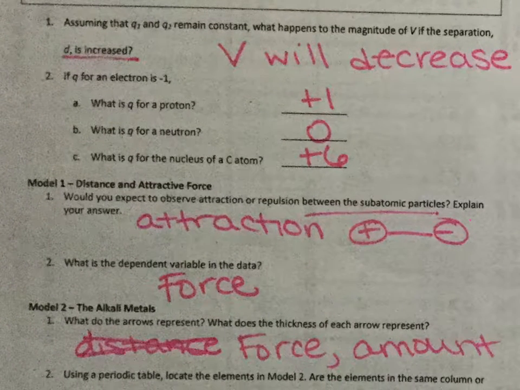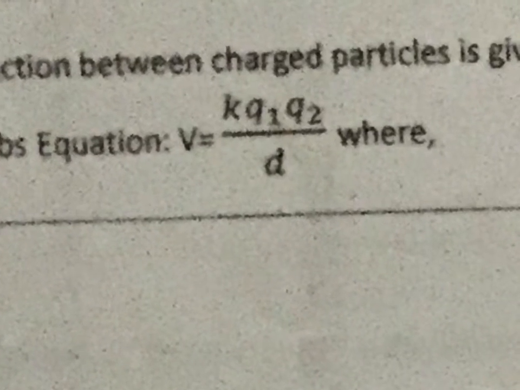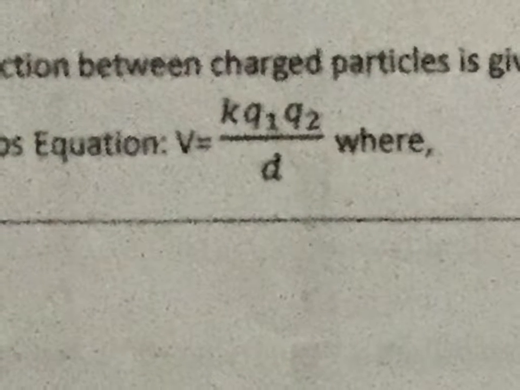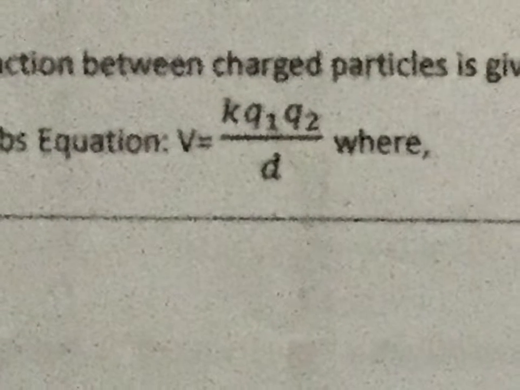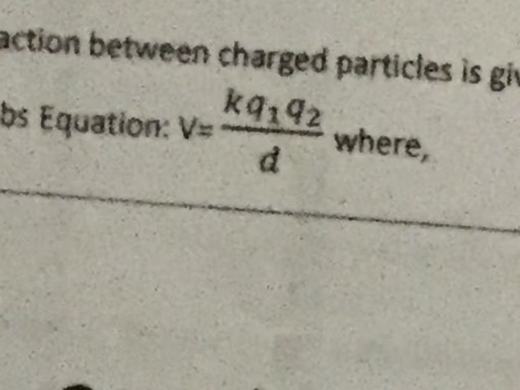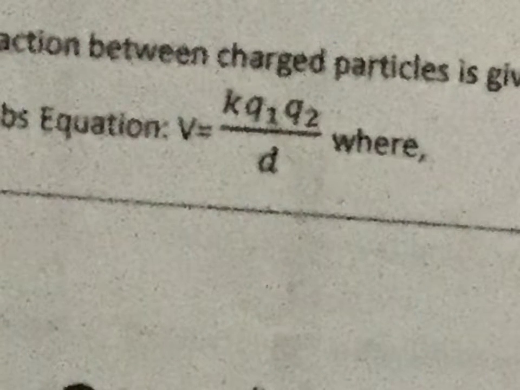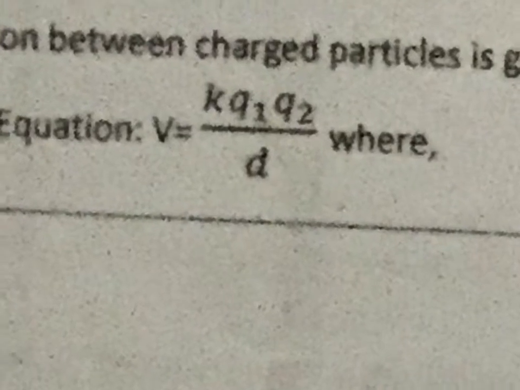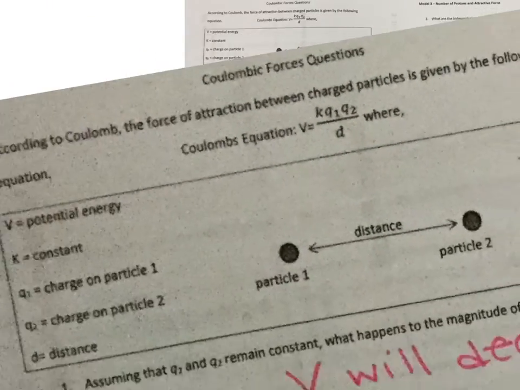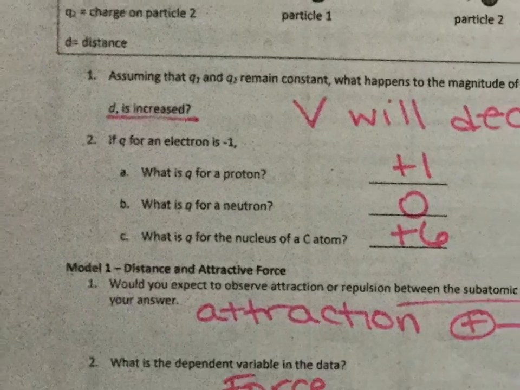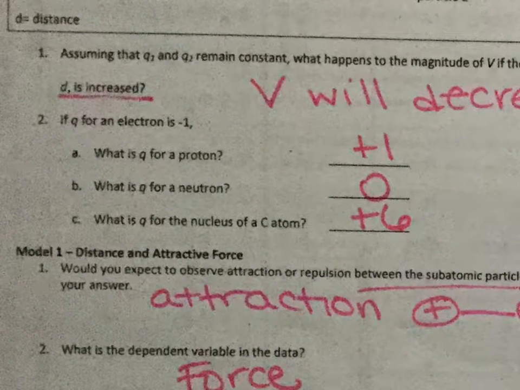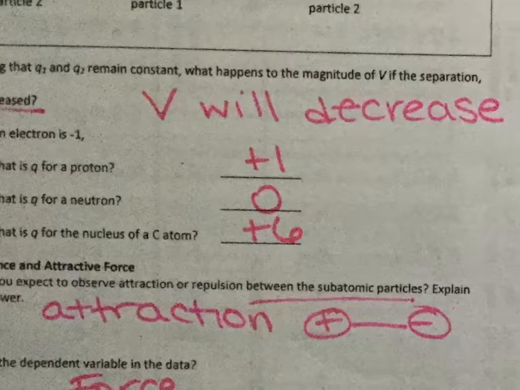Number 1, assuming that Q1 and Q2 remain constant, what will happen to the magnitude of your force? Just so we're aware, by the way, this is Coulomb's law right there. When you get to physics, the V turns into an F. All that it's talking about is the force between 2 charges over a given distance. That little K is a constant. It's Coulomb's constant. Don't worry about that right now. Number 1 was saying if you keep those charges constant but you move them further away, that's the magnet analogy. Your force is going to decrease.